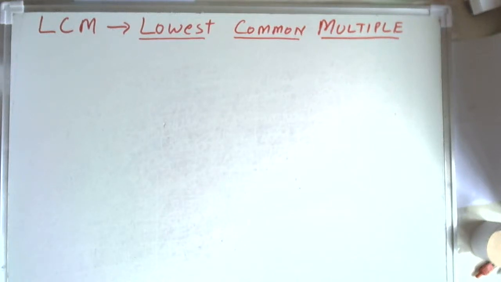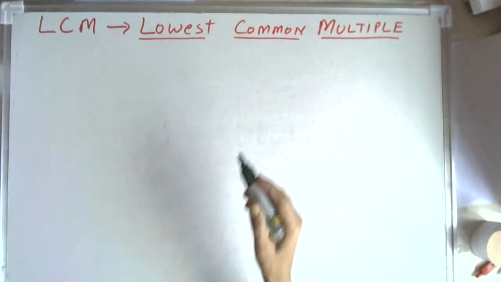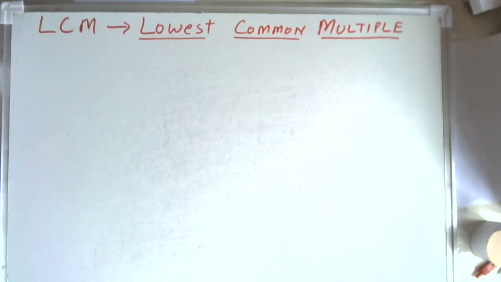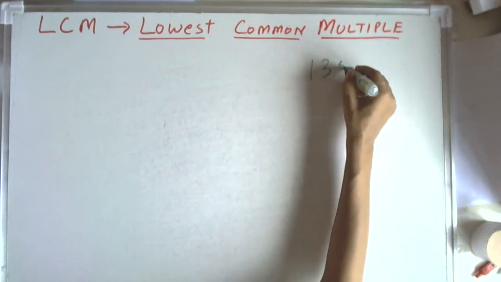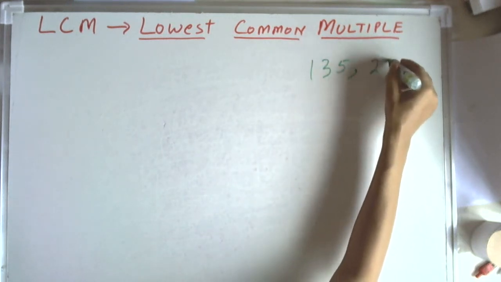In this video, we will learn what is LCM and what is the method of finding LCM. LCM stands for lowest common multiple. Lowest common multiple. And again, because it's a multiple and it is lowest, it is referring to two numbers. So we will stick to our example which we have taken earlier regarding HCF. We took these two numbers, 135 and 225.